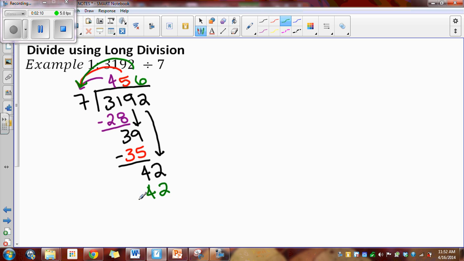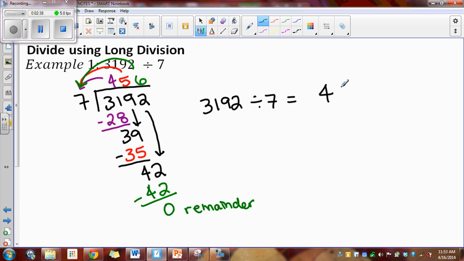So it works out perfectly, right? And when we set up our subtraction, we have 0 at the end. So that's our remainder. For all the examples today, 0 will be a remainder. If you get anything else, you need to follow me because you messed up somewhere along the line. So our final answer here, just to summarize what we did, 3,192 divided by 7 equals 456.